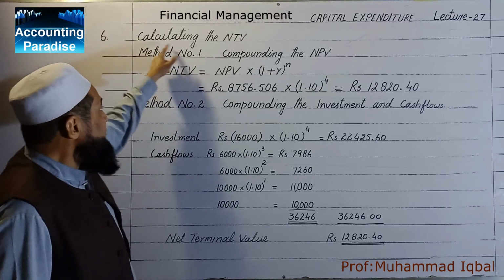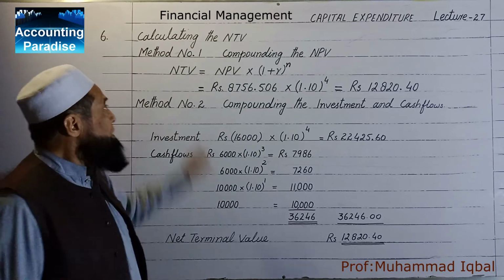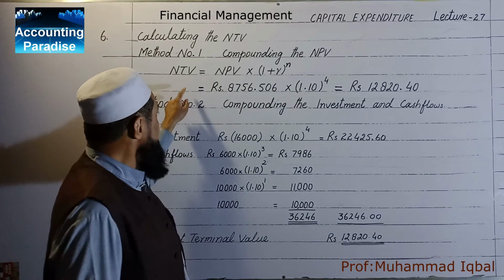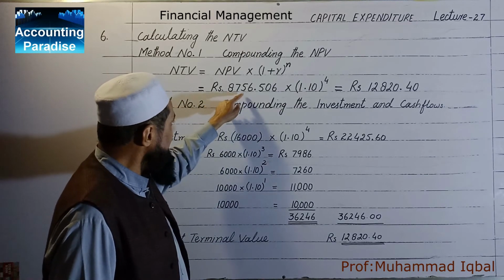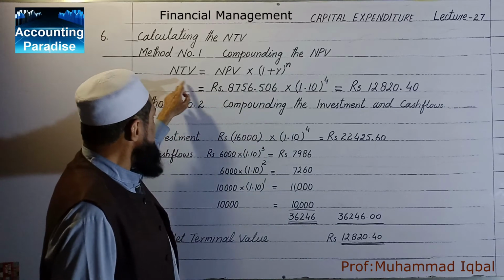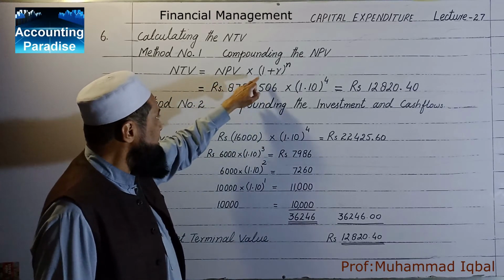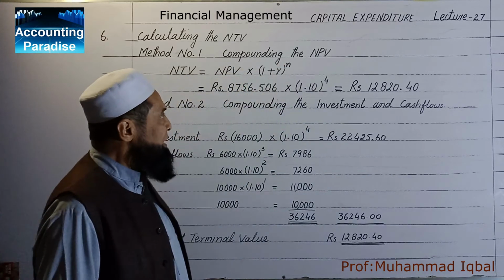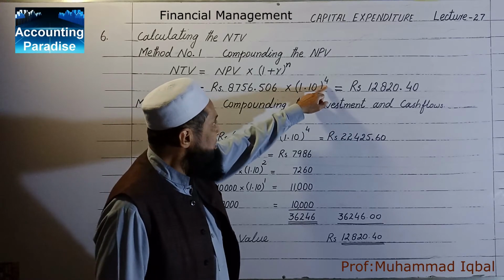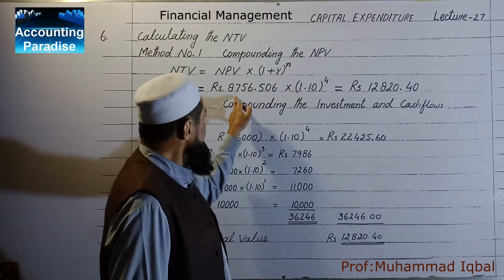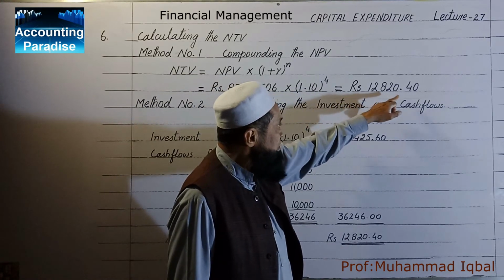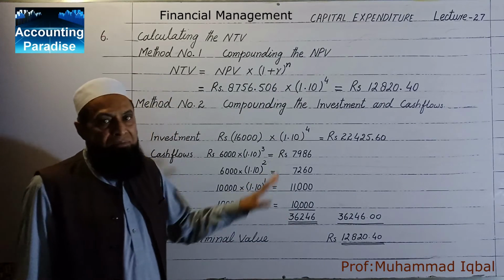We have calculated the net present value. Now calculating the net terminal value. Method number 1, compounding the net present value. We have calculated the net present value as 8,756.506. The formula is net terminal value is equal to net present value into 1 plus r raised to the power n. 10% is the rate and 4 years is the n. When we multiply this, we get 12,820.40. This is the terminal value.